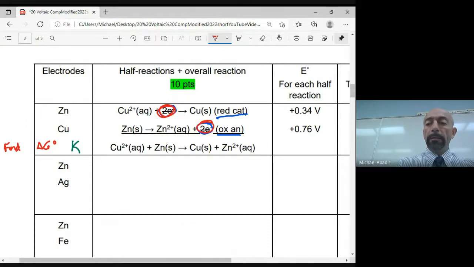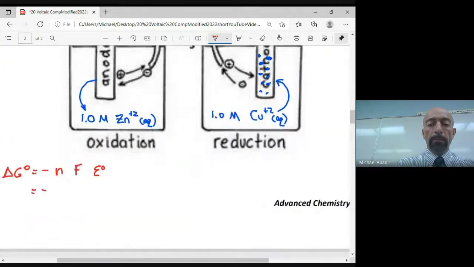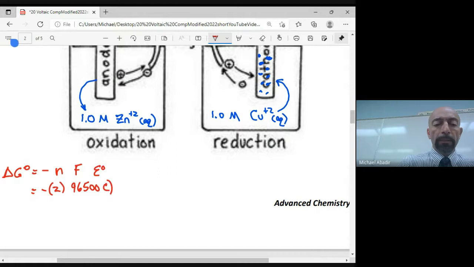So that's going to be that. Also, while we're here, we can look at the voltage. It was 1.10. So those are going to be the numbers that we're going to put there. So this is a 2 right here. A Faraday is 96,500 coulombs. So we're going to put that there. That's a unit of charge. And the voltage was 1.10 volts.